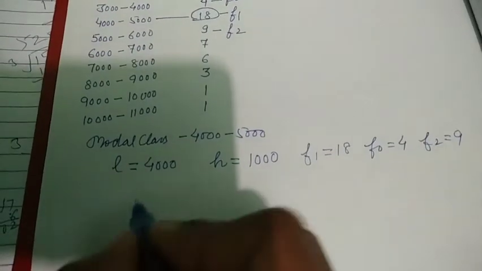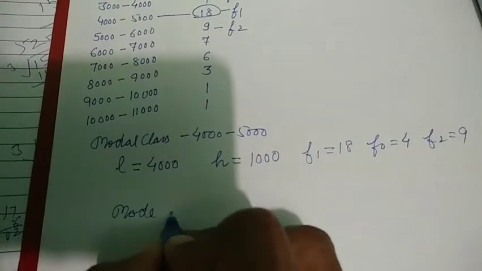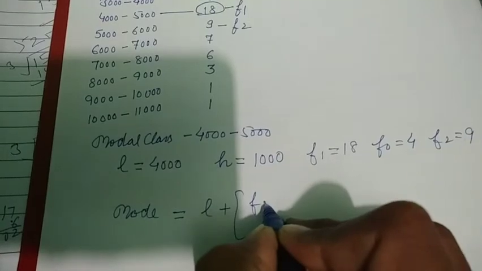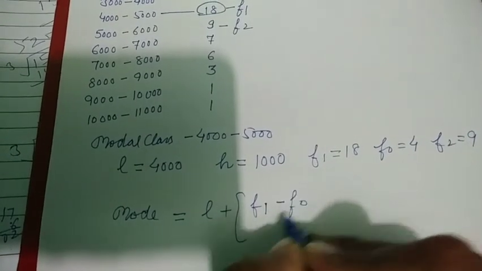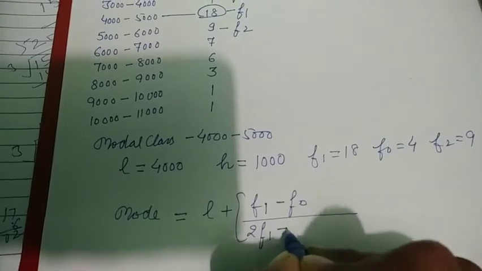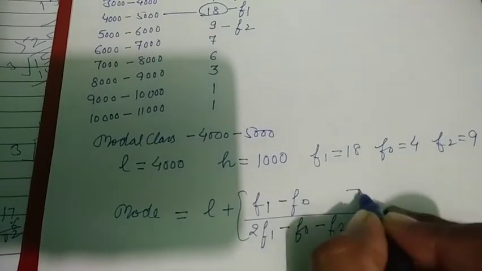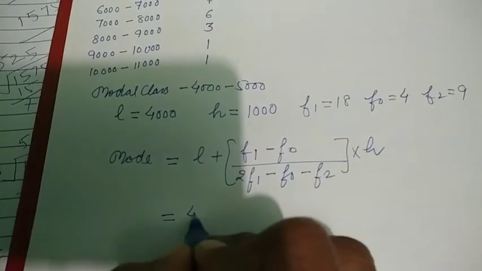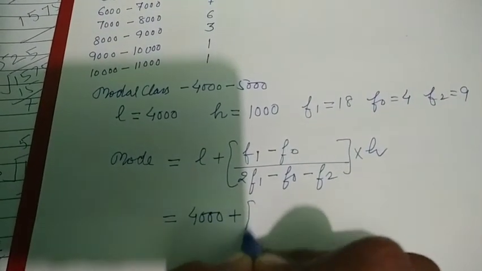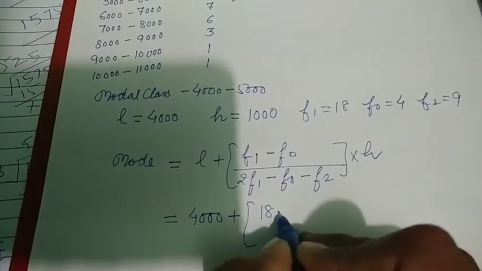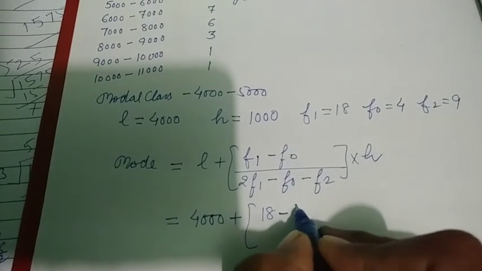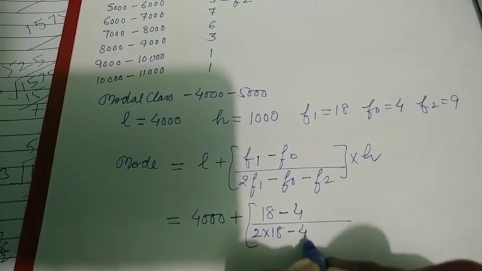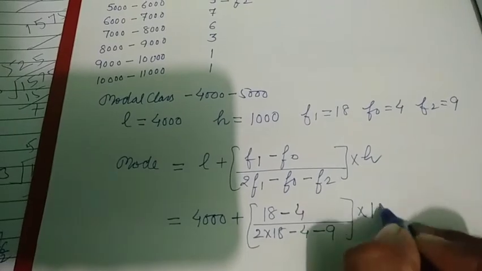Very simple. Okay, now find the mode. And what is the formula for mode? Mode is L plus f1 minus f0 upon 2f1 minus f0 minus f2 and multiply by h. Very simple. Just put the values. L is 4000, so I am taking 4000 plus f1 is 18 minus f0 is 4 upon 2 into 18 minus 4 minus 9 and multiply by 1000.